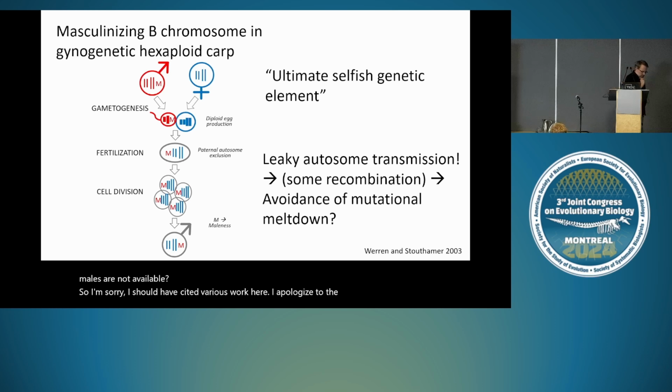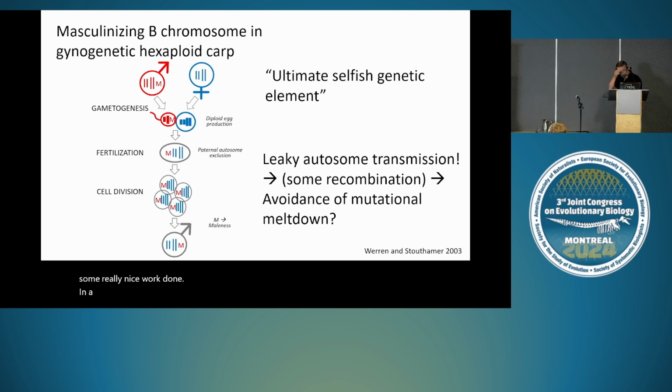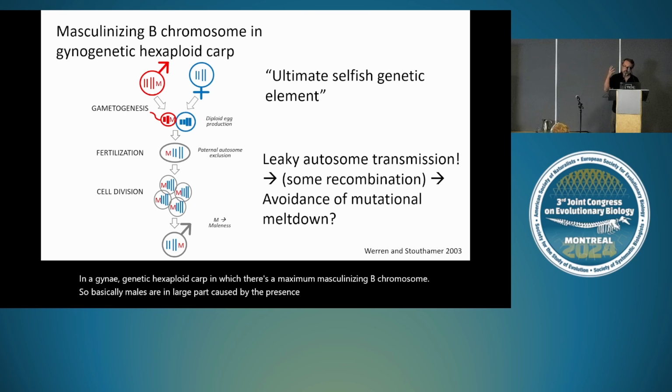So there's been some really nice work done in gynogenetic hexaploid carp in which there's a masculinizing B chromosome. Basically, males are in large part caused by the presence of a masculinizing B chromosome that somehow makes it into the embryo despite all the other male's chromosomes not making it. And I've shown that here: you can see that the M makes it into the offspring, but the other red chromosomes do not.